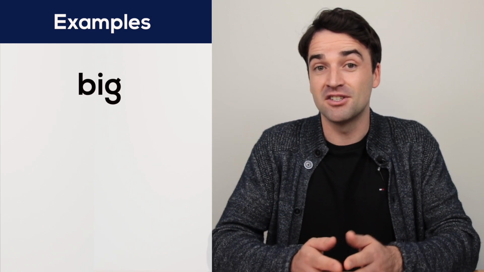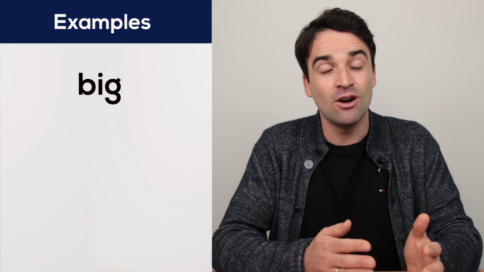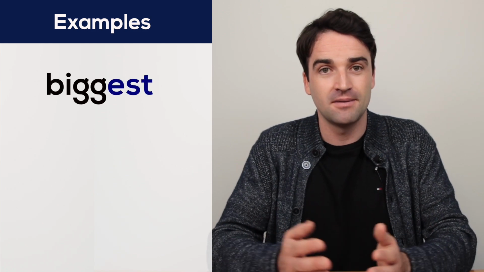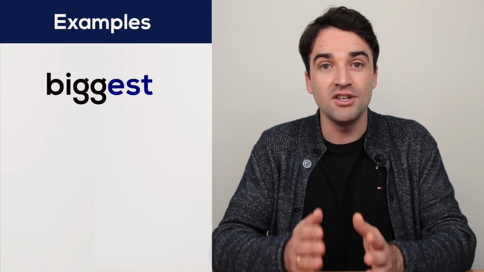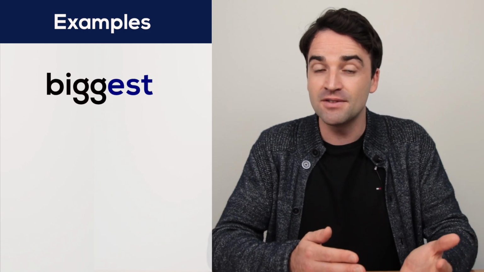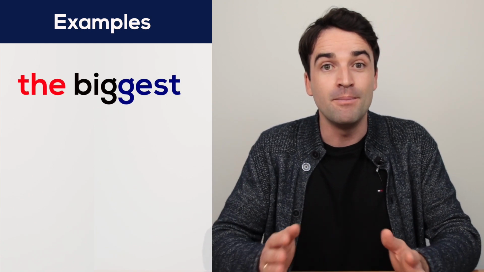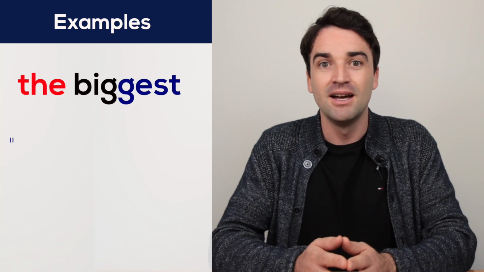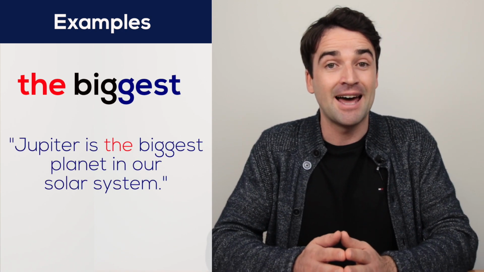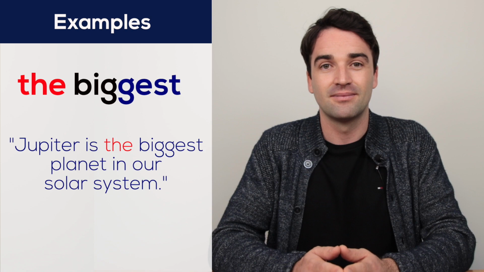We have the adjective big. So if we want to make this a superlative, we add est on the end and it becomes biggest. But remember, we always use the article the with superlatives, so it is always the biggest. For example, Jupiter is the biggest planet in our solar system.